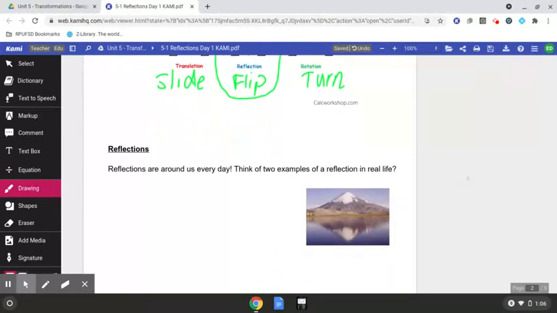So reflections are around us every day. Two examples in real life: I always like when you're looking at the ground, or in a mirror, I should say, you're looking at your reflection. This image here shows a reflection of the mountain into the water, so it's reflecting.